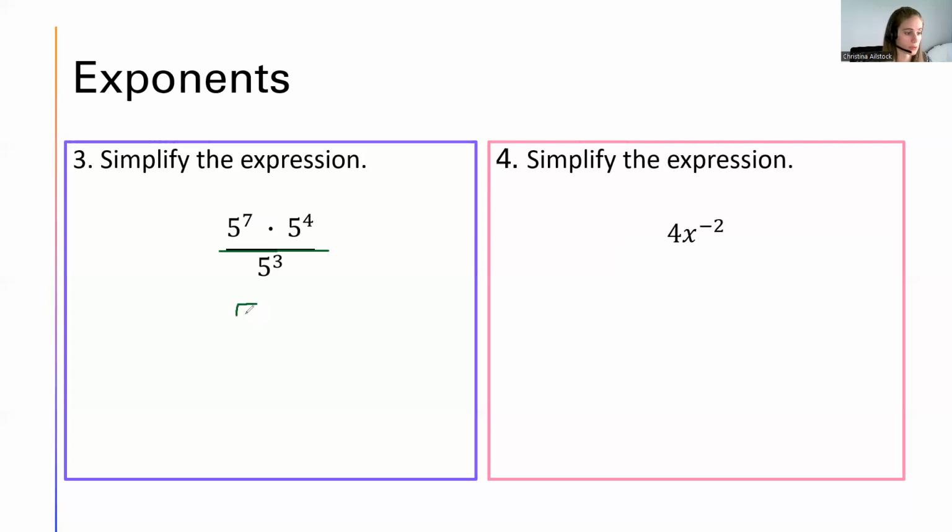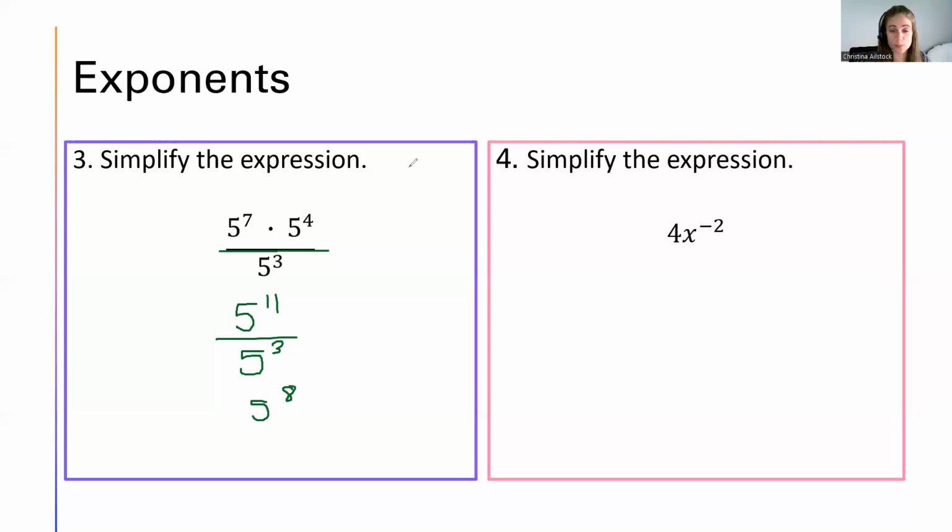That product property tells us we can add our exponents. 7 plus 4 is 11. And all of that is divided by 5 to the 3rd. Now that it is simplified, we can use the quotient property, which tells us we have two bases that are alike. They both have a 5 as a base, and they're being divided. We subtract the exponents. 11 minus 3 is 8.